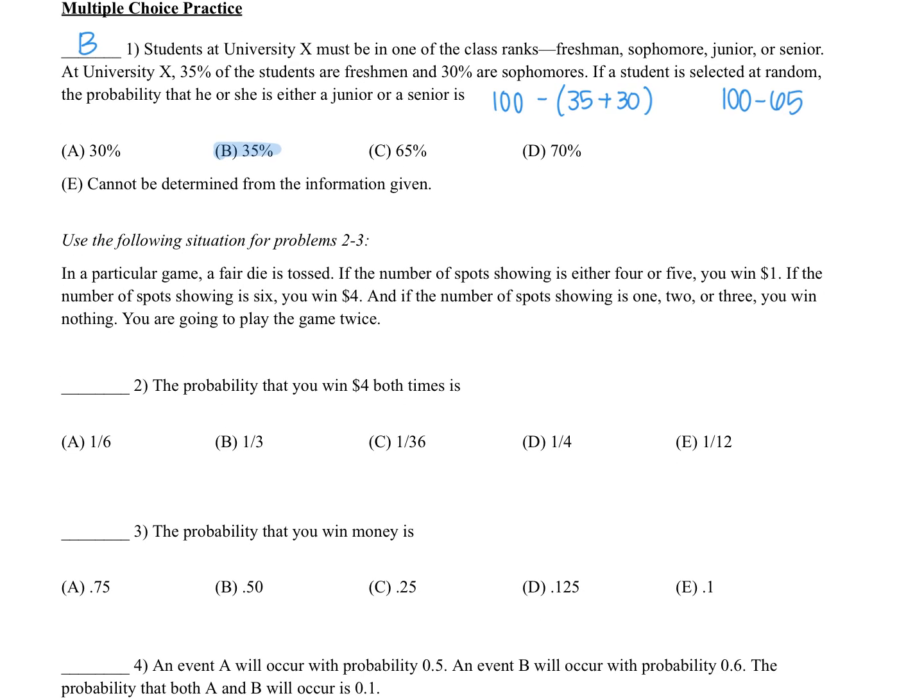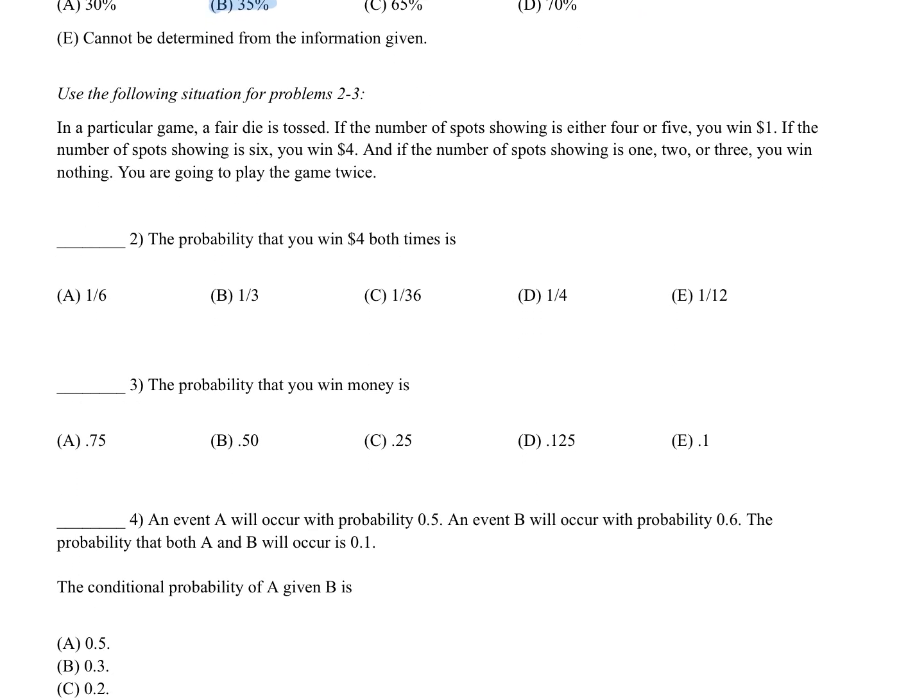We're going to use the following situation for problems 2 and 3. So in a particular game, a fair die is tossed. If the number of spots showing is either 4 or 5, you win $1. If the number of spots showing is 6, you win $4. And if the number of spots showing is 1, 2, or 3, you win nothing. And you're going to play the game twice.